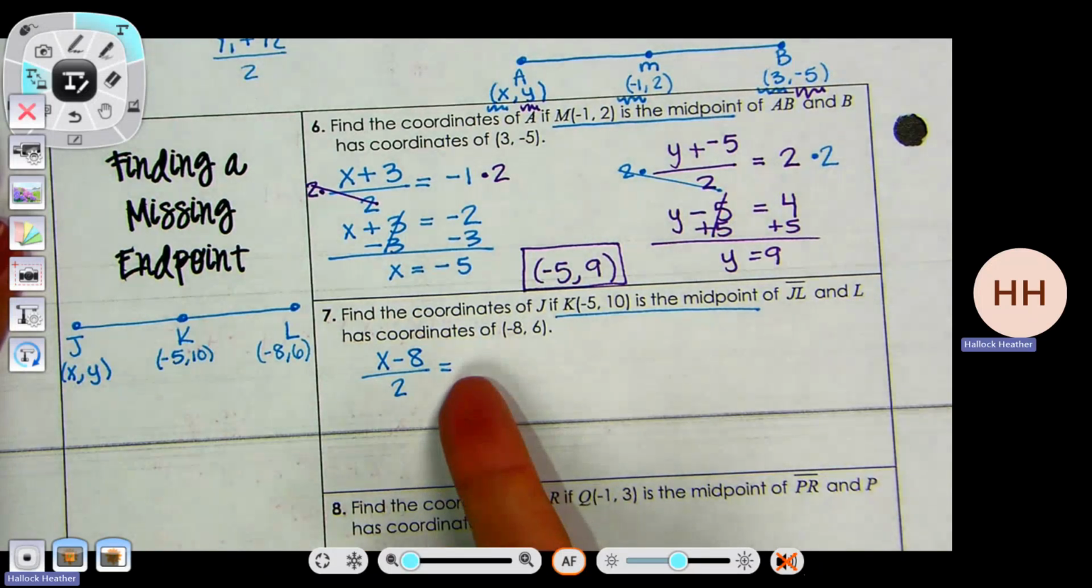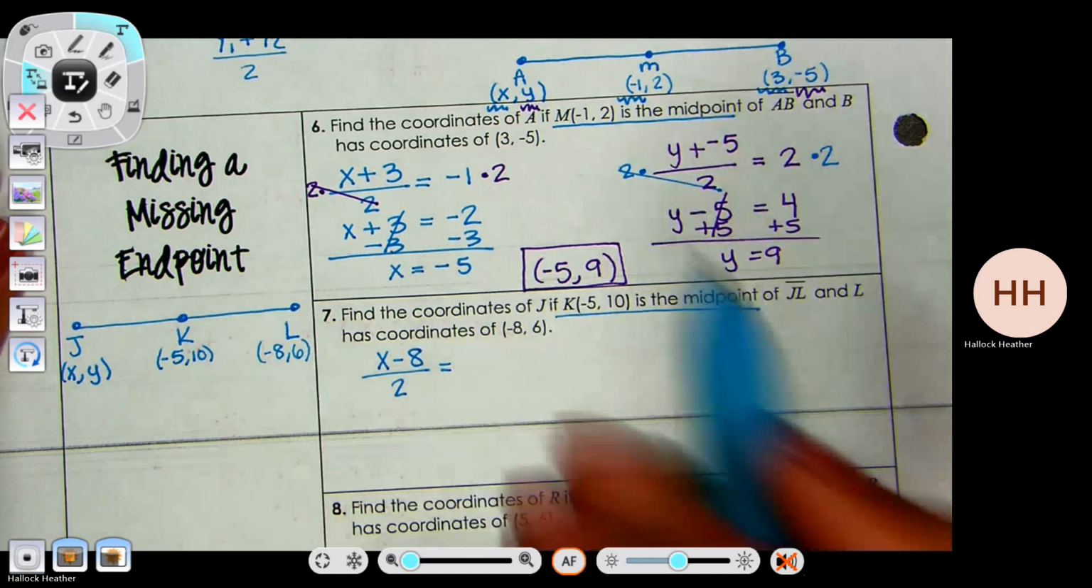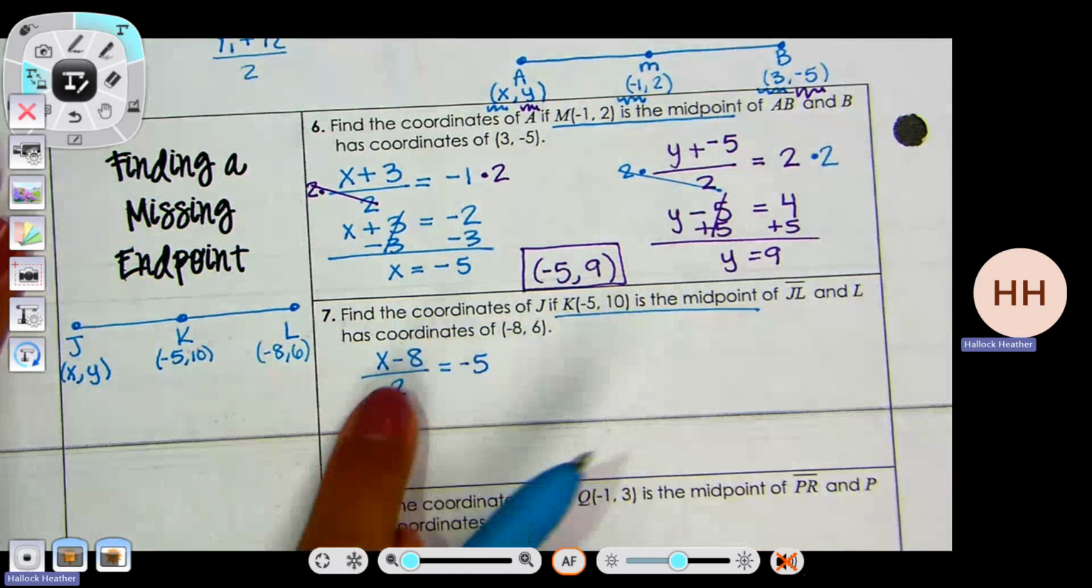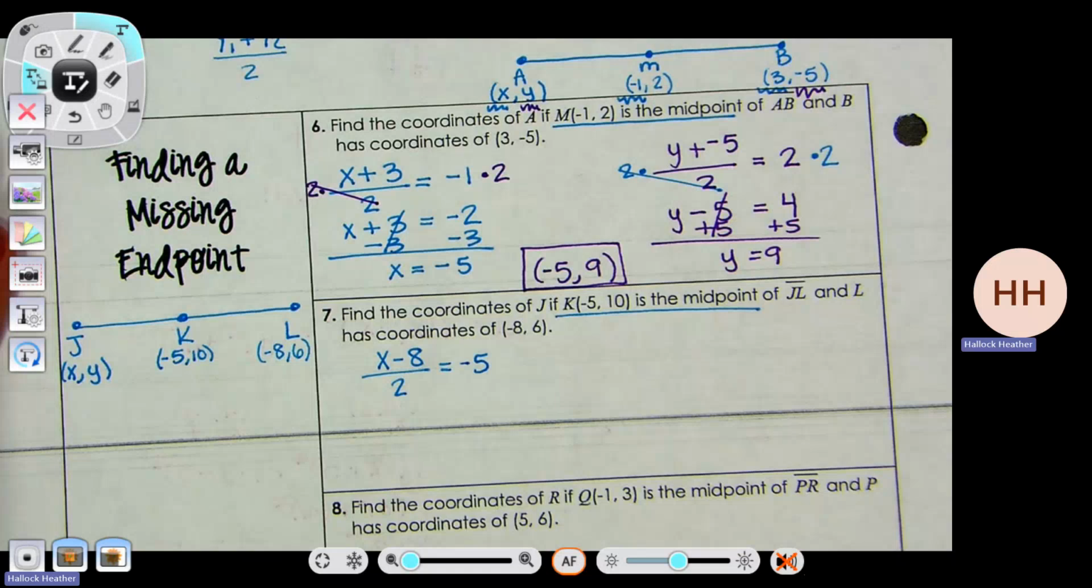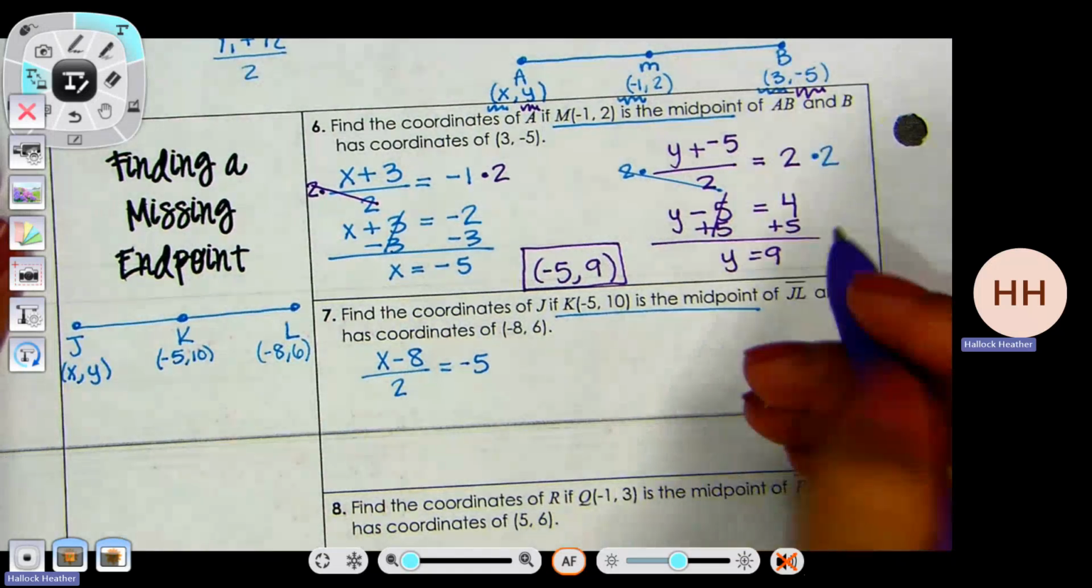Oh, what is it equal? -5, yeah. So if you put plus -8, that's fine. When you're adding a negative, it's just subtraction. So that should be your X equation. What's your Y equation?